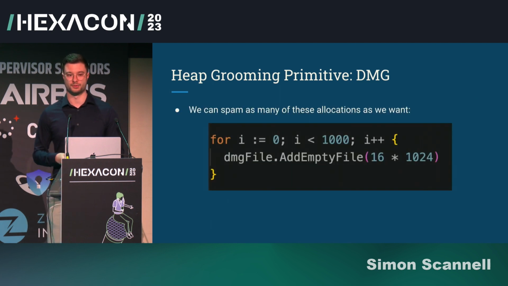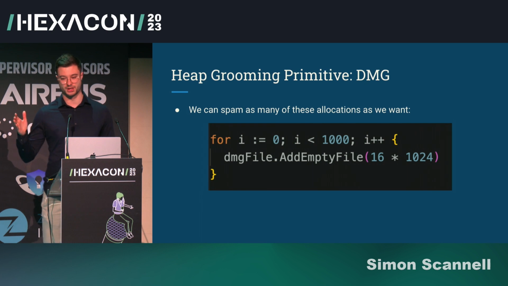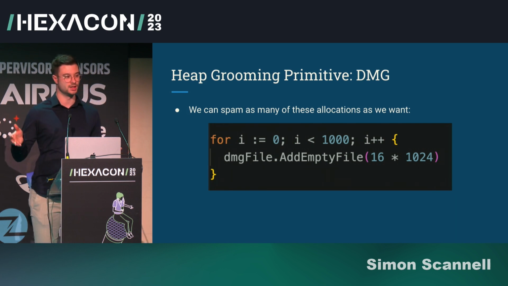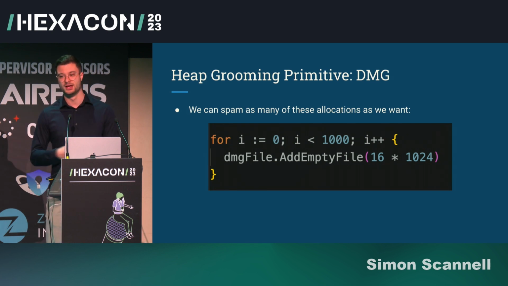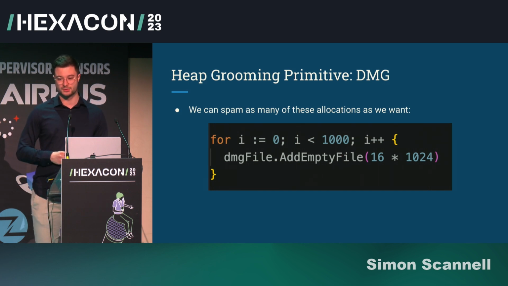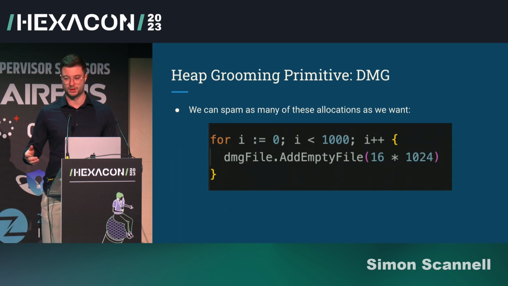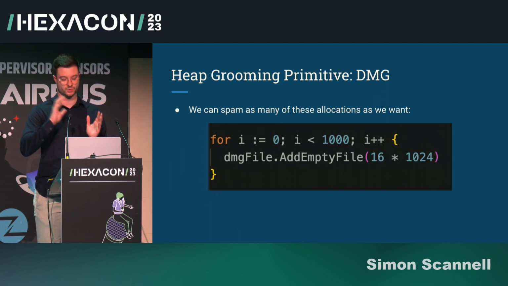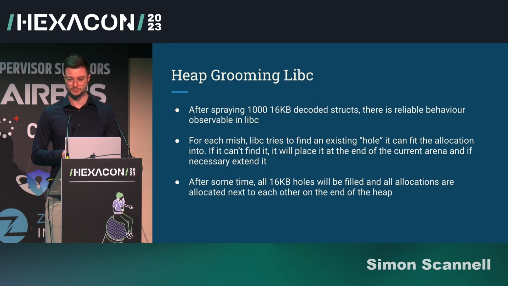This is quite powerful because these base64 strings can be as large as we want, and we can spam as many of them as we want. It will just use the first few bytes and ignore the rest of it. This is a snippet from the actual exploit where I sprayed 1,016 kilobyte blocks. These are the decoded structs. The actual base64 string is slightly larger than this.